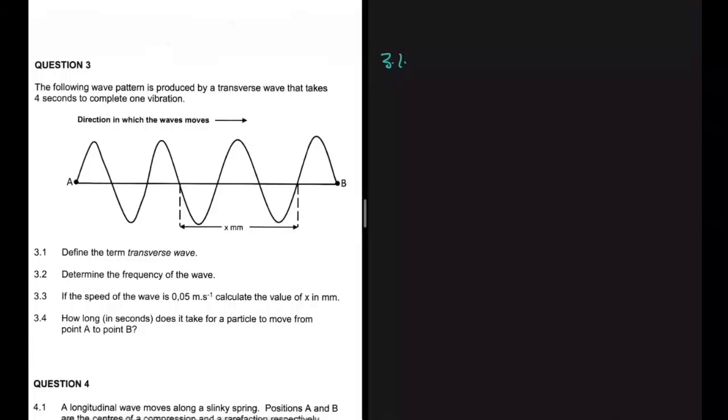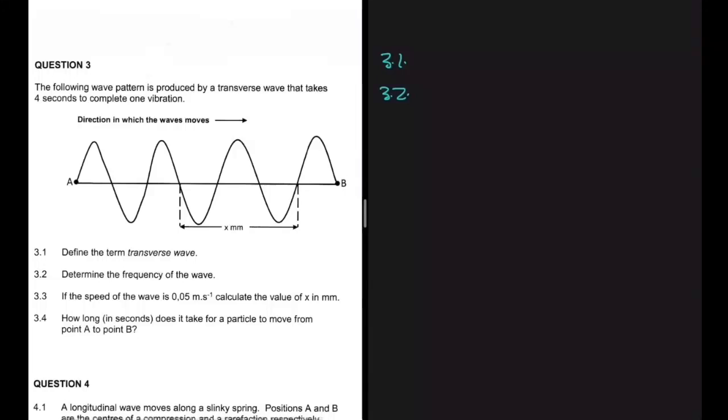As you can see here on the left hand side, the particles are going up and down while the transverse wave moves from A to B. So they're moving at right angles to the direction of the motion. That's the definition of a transverse wave. And then 3.2 says let's determine the frequency of the wave.